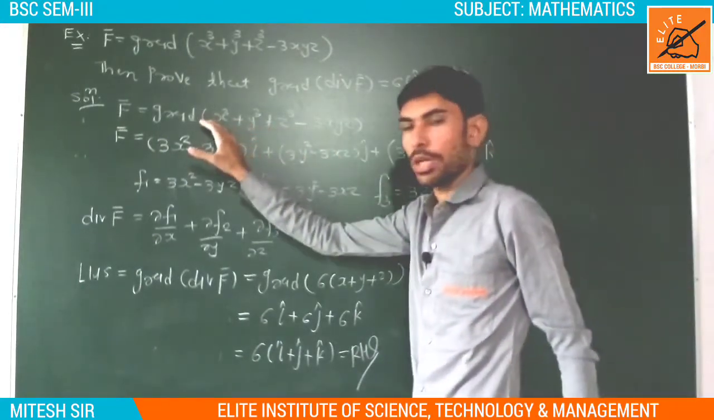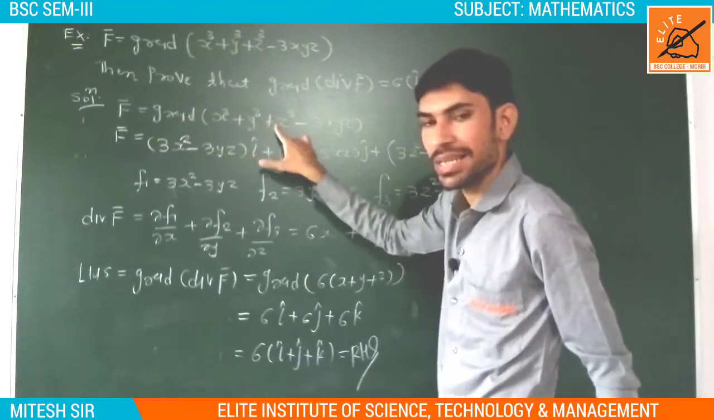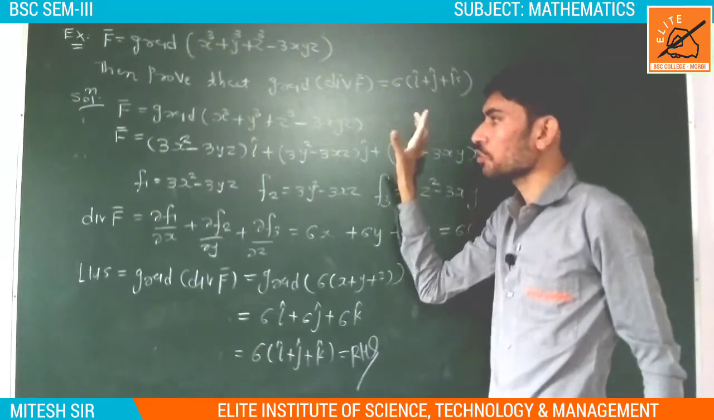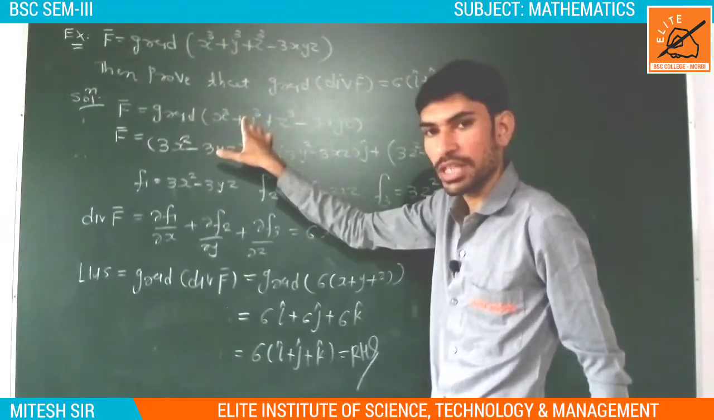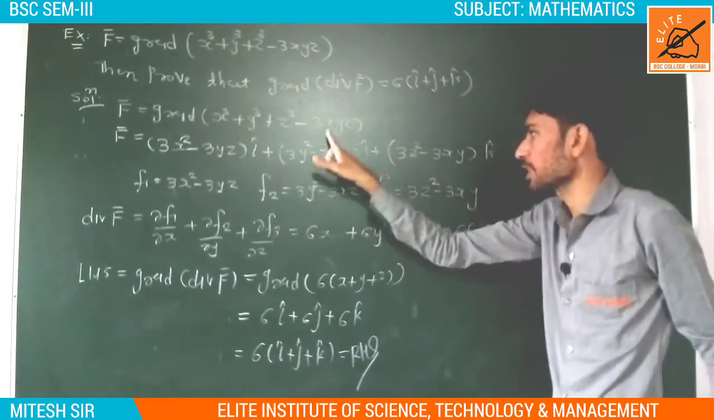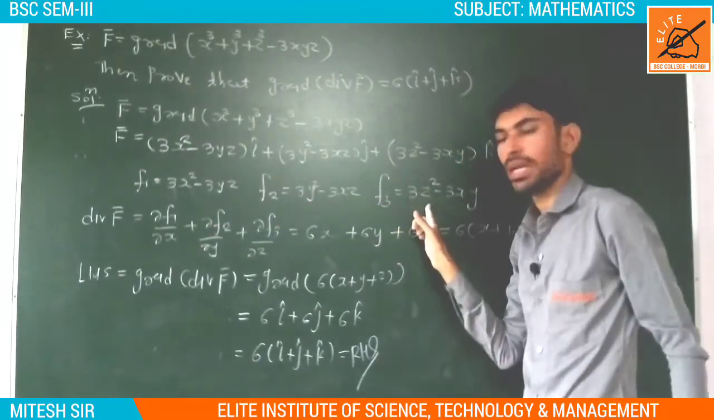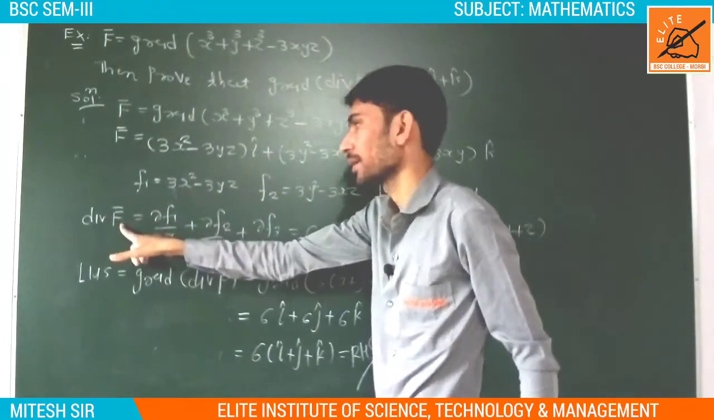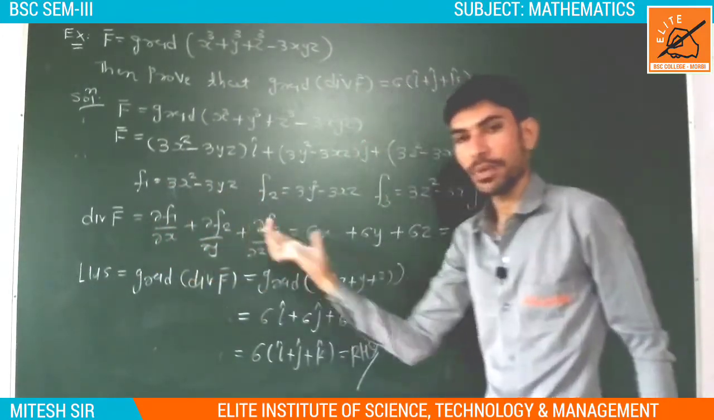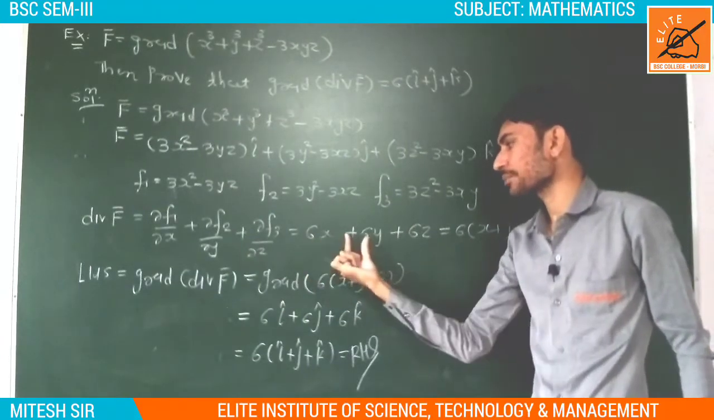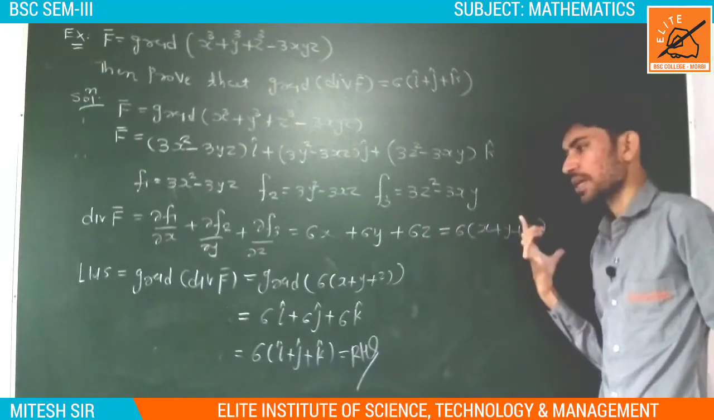Let us recall one more time. We have the given vector f bar equal to gradient of x cube plus y cube plus z cube minus 3xyz. First of all, we find the gradient of this function. So here we do the partial derivative of this function with respect to x, with respect to y, and with respect to z. Now this is our f1, this is the f2 term, and this is the f3 term. Now we find the divergence of f bar. So here we do the partial derivative of f1 with respect to x, f2 with respect to y, and f3 with respect to z. So we get the answer 6x plus 6y plus 6z. From this we have taken 6 outside, so x plus y plus z remains.